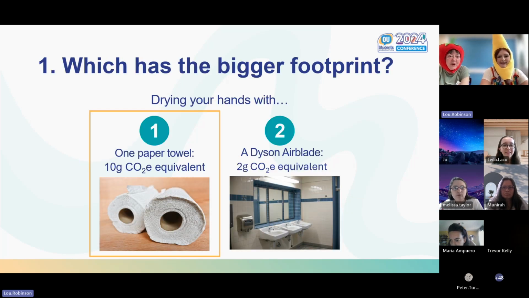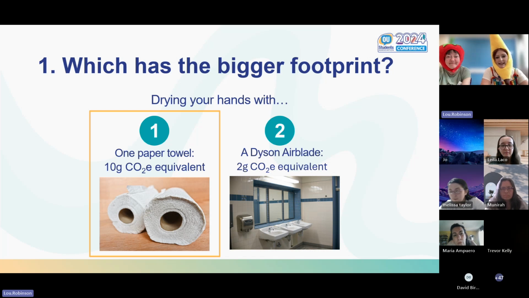So we asked, which has a bigger footprint, drying your hands with one paper towel or the Dyson Airblade hand dryer? And one paper towel is 10 grams of CO2 equivalent compared to 2 grams of CO2 equivalent for the Dyson Airblade hand dryer. So yeah, using one paper towel to dry your hands has a bigger footprint.